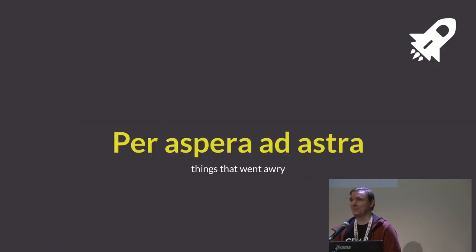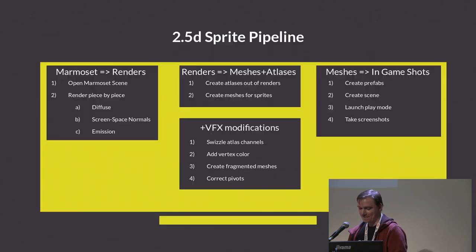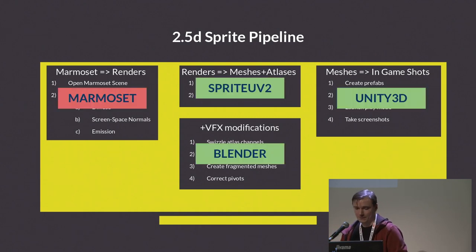Some things went harder than I thought, though. So, let's take a look at the pipeline one more time and break it down into third-party tools that could do the job required. At the very input, we get a hard limitation. The scene is done in Marmoset Toolbag, so that is what we're going to have to use.